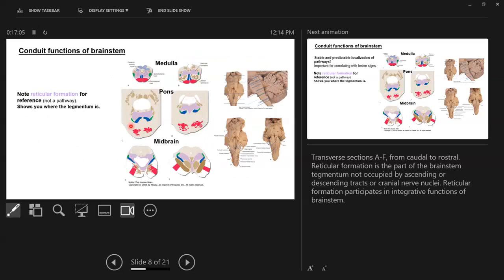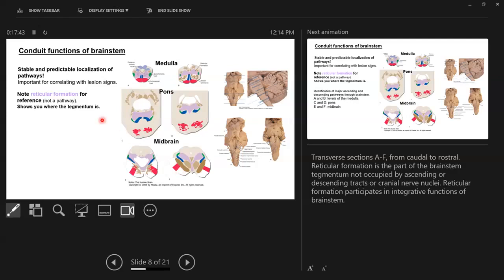And even here, there is an example of these various levels of brainstem for the conduit functions of brainstem. So very importantly, we have stable and predictable localizations of pathways. These are very important for localizing effects of lesions. They are very predictable and very repeatable in all humans. For example, when the corticospinal tract is damaged, that would be depicted in red in this illustration.